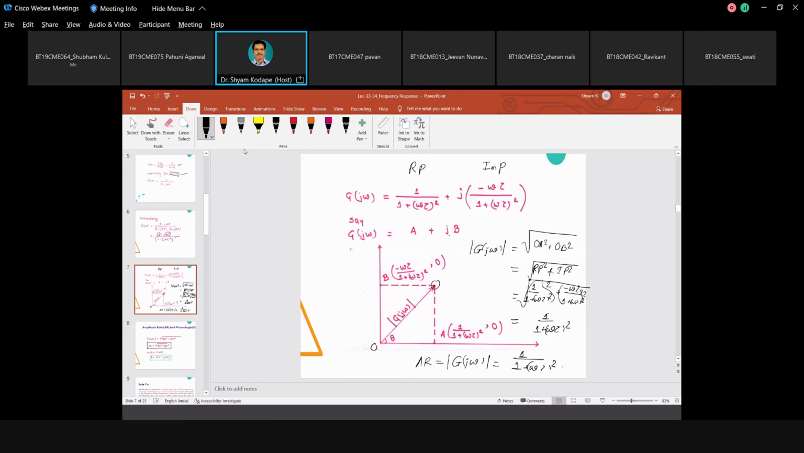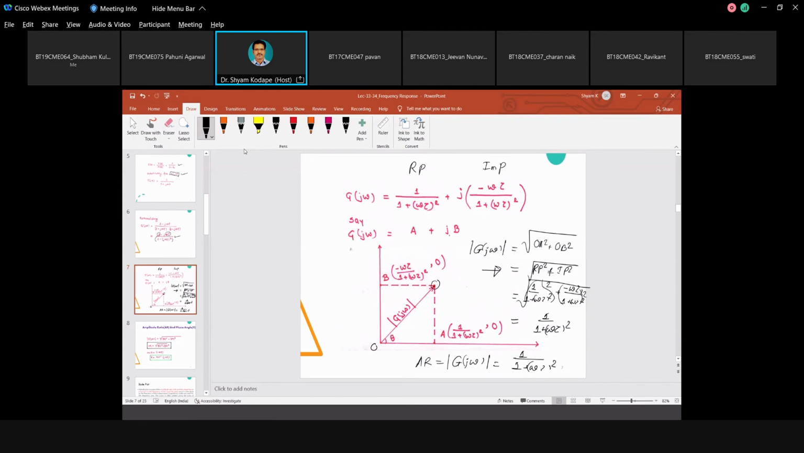Okay, and geometrically, what is the amplitude ratio? Actually, the amplitude ratio is nothing but the under root of the summation of the squares of the real part plus imaginary part. Okay, remember this term. Real part square plus imaginary part square, and its under root will give us the amplitude ratio.